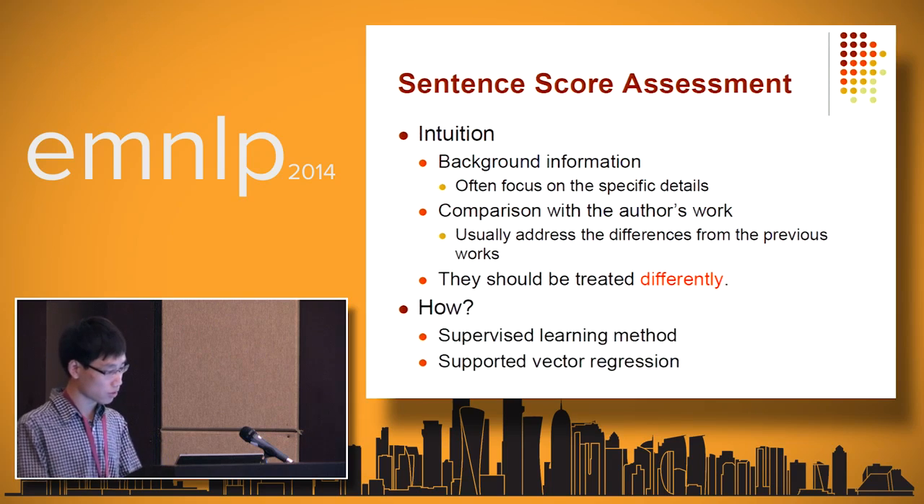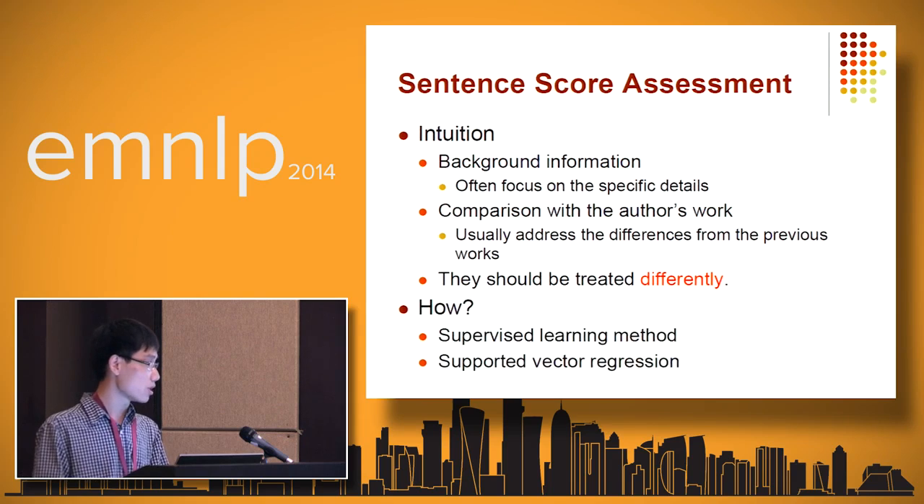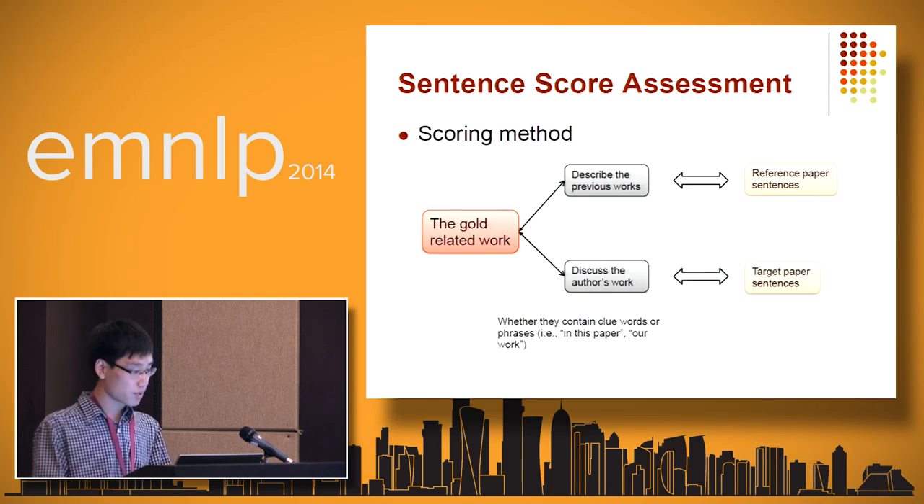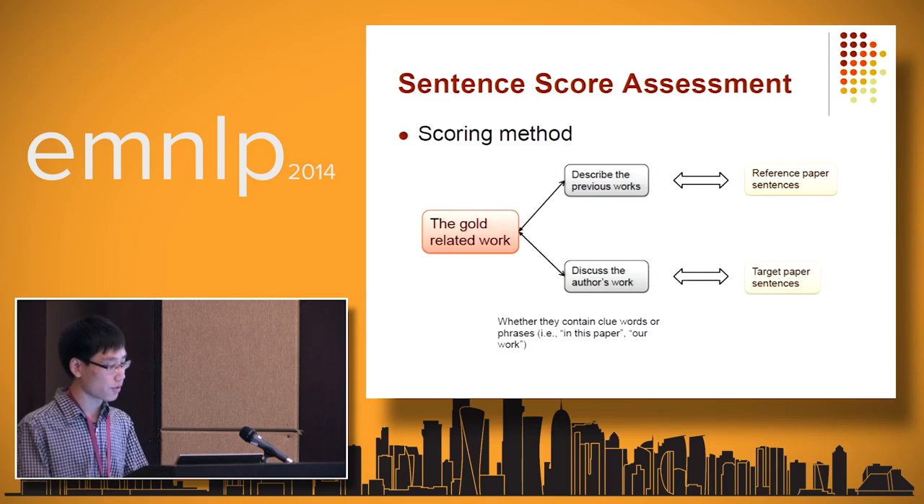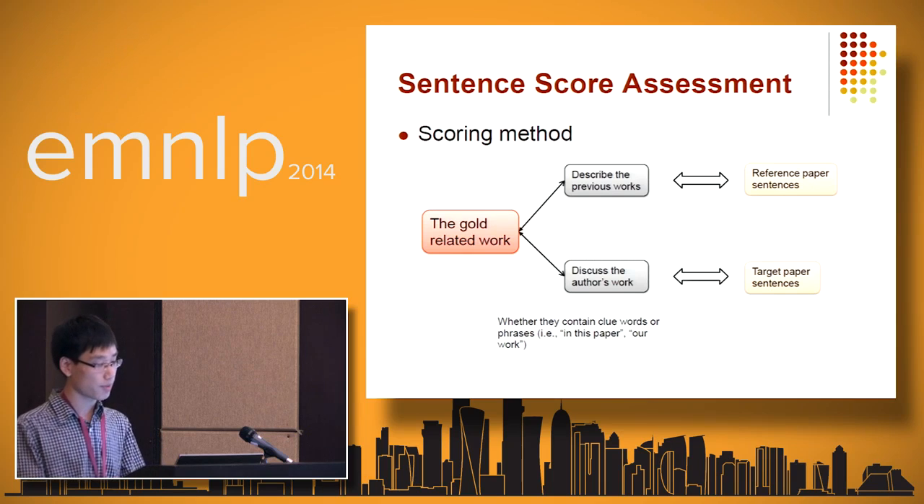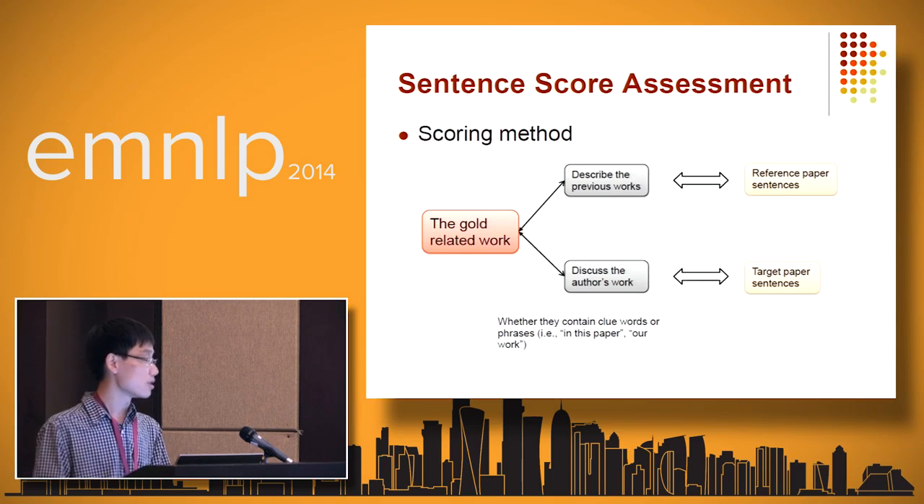So how to learn the sentence score? Here we use a supervised learning method, support vector regression. To construct our training data, we split the related work into two parts. The first part describes the previous works, and the second part discusses the author's work. So we compare the sentences to the corresponding part. That's to say, for a sentence in a target paper, we should compare it with the part that discusses the author's work.